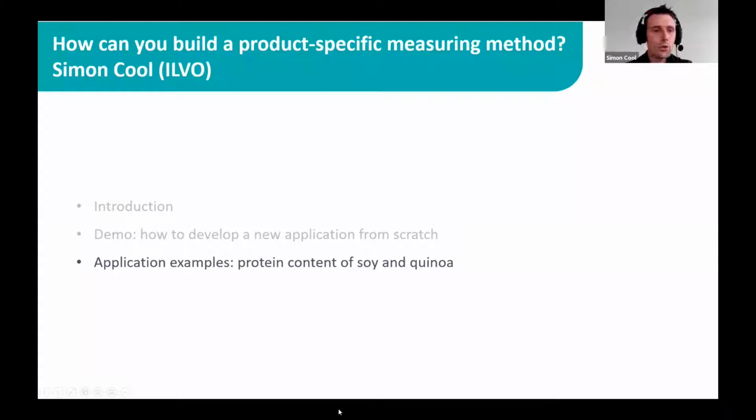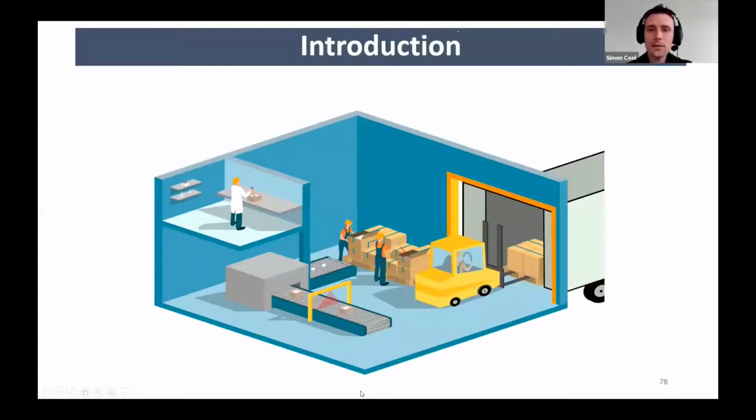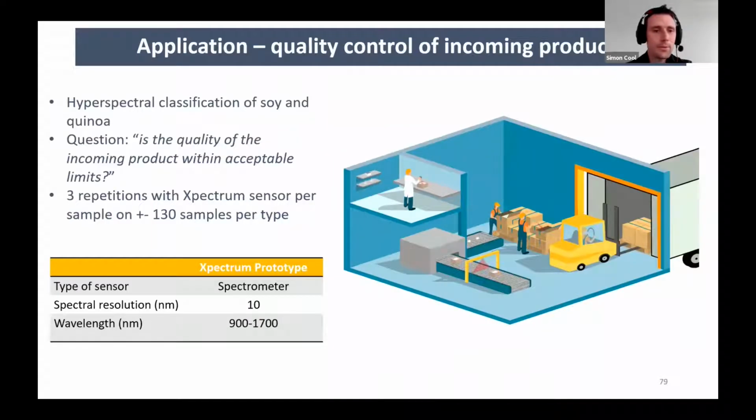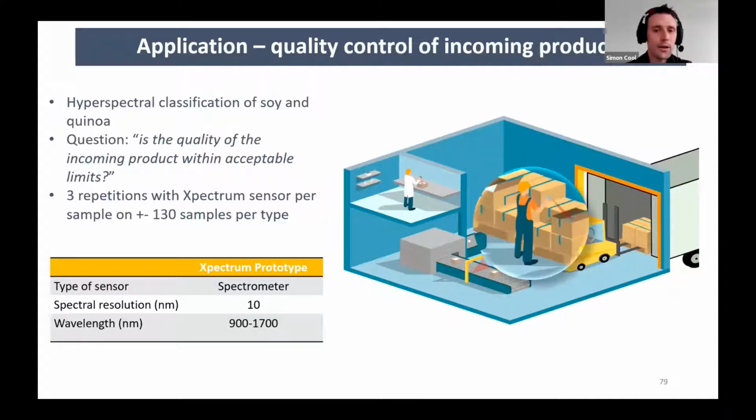Okay, then I would like to go a little bit more into detail in the application examples with our virtual scenario. In the first step, I want to focus on the incoming products. So use the spectrometer, in this case the spectrum prototype, to determine the quality of the incoming product. So the question is, is the quality of the incoming product within acceptable limits? We applied a threshold value of 40% in case of a soy flour to illustrate this process.